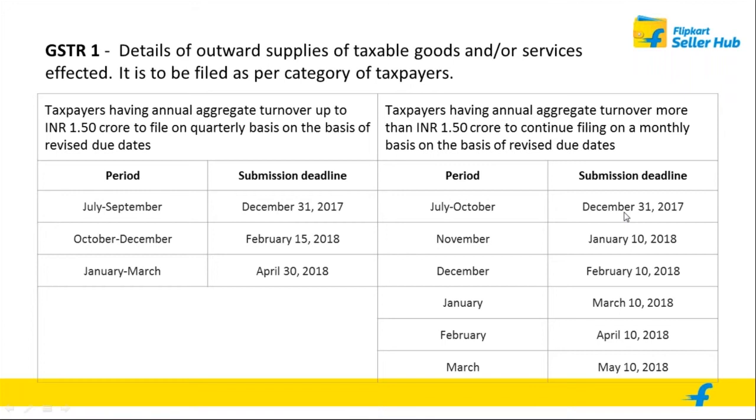Okay, I hope we are clear with this particular part, the GSTR 1. If you have below 1.5 crores, you will have to do a quarterly submission. And in case you have 1.5 crores and above, you will have to do a monthly submission.